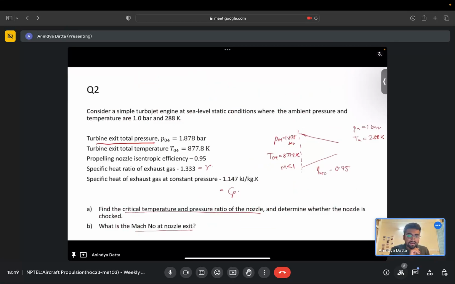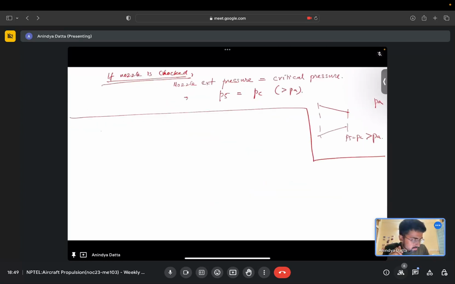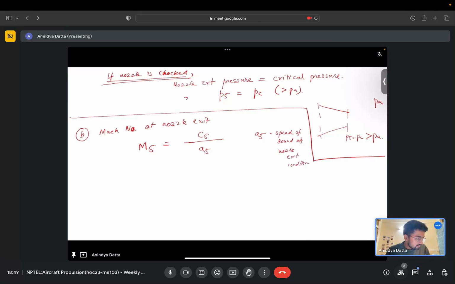Alright, let's find out what we have to find next. We have to find the Mach number at nozzle exit. So this is M5, which should be equal to C5 by A5, where A5 is the speed of sound at nozzle exit conditions. So first we have to find C5.